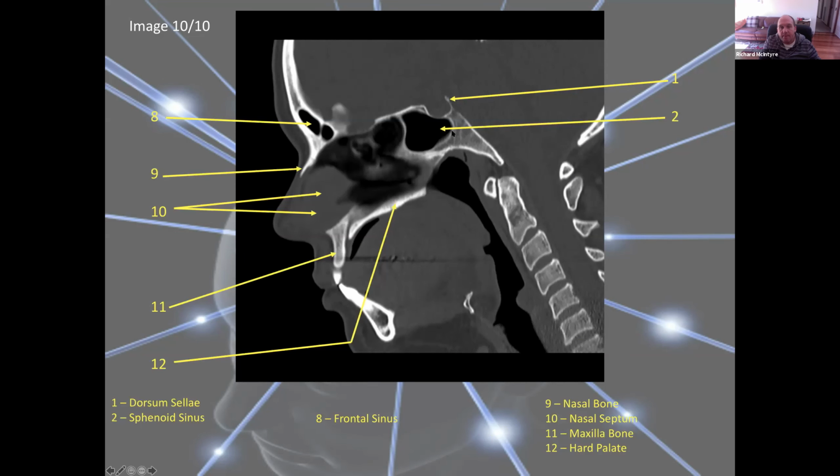Again, the pituitary is sitting here. Okay, so we have the dorsum sellae, or the posterior, and the anterior clinoid process. Okay, sphenoid sinus, frontal sinus, the nasal bone, and the structures there you can see. The hard palate, so we can see the tongue, the mouth, the teeth, and we've got the hard palate, and then, of course, we have the soft palate there that doesn't have bone.